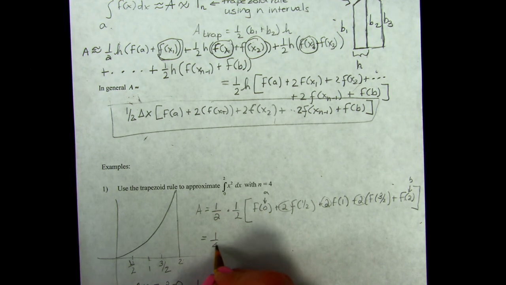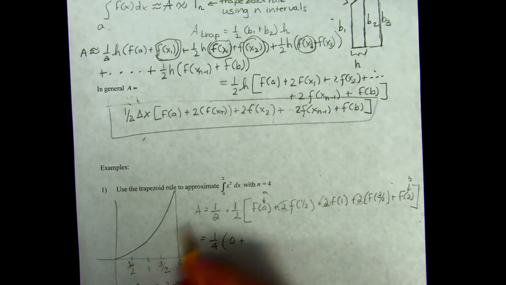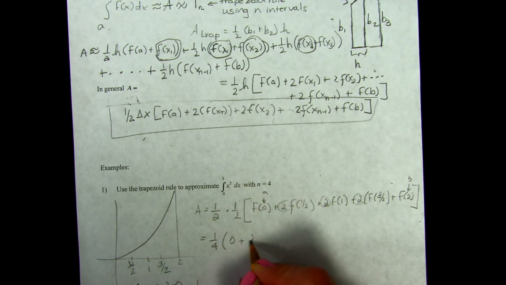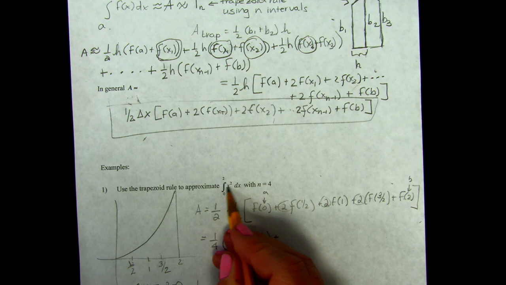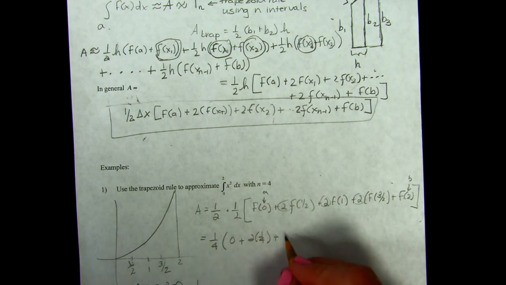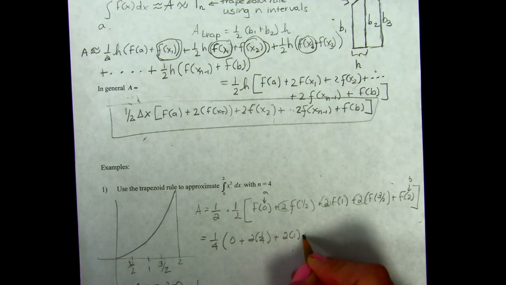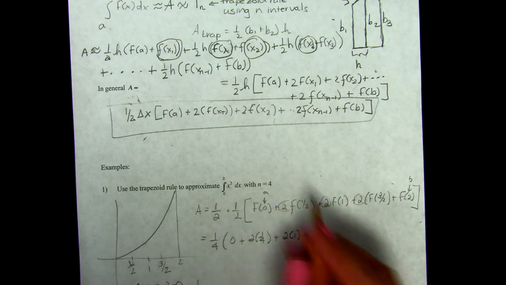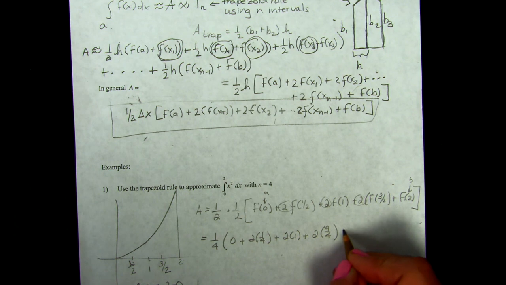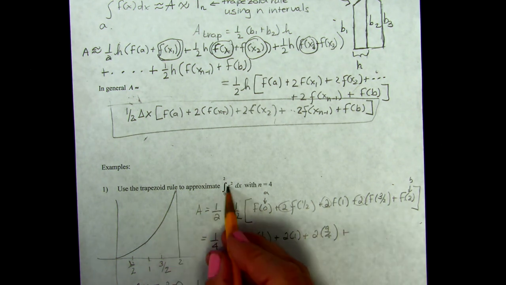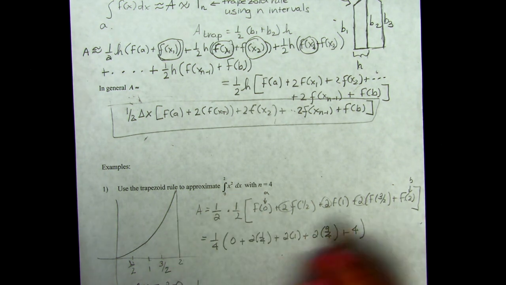Okay, so that's going to be 1/4. F of 0 is 0. If I put 1/2 in there, I get 1/4, so 2 times 1/4. If I put 1 in here, I get 1, so that's 2 times 1. If I put 3/2 in there, I get 9/4, so 2 times 9/4. And if I put 2 in there, I get 4.